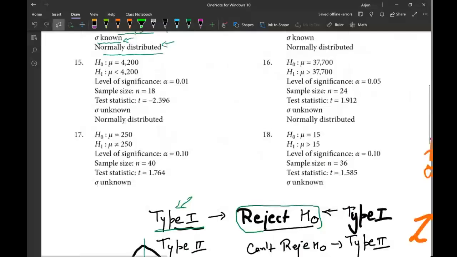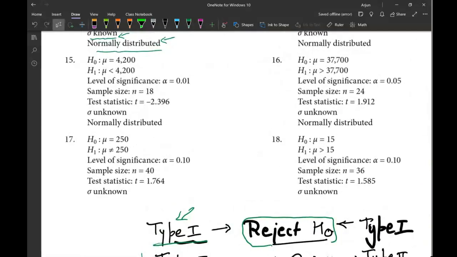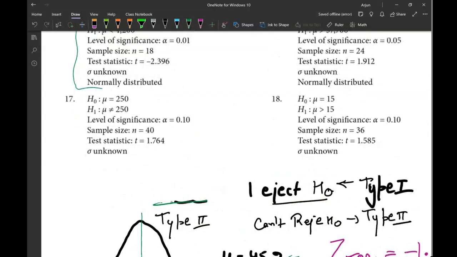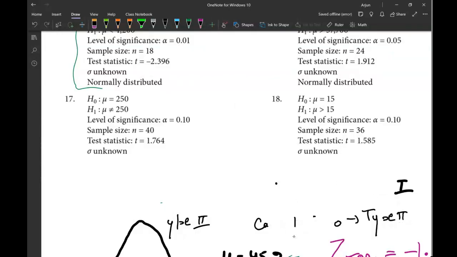Now I'm going to take a question on the t distribution also. So let's do this question. Okay, and let me just make some space here by erasing, so that I don't need to move the screen again and again.